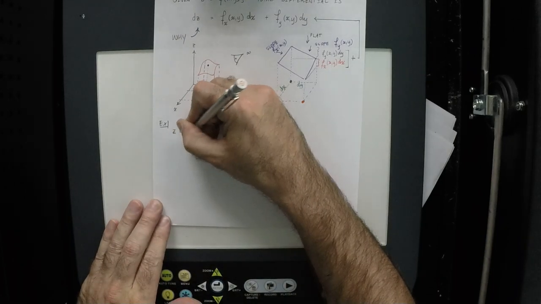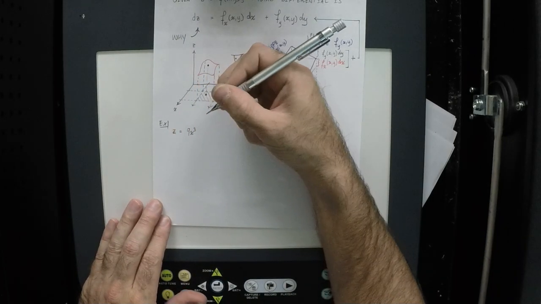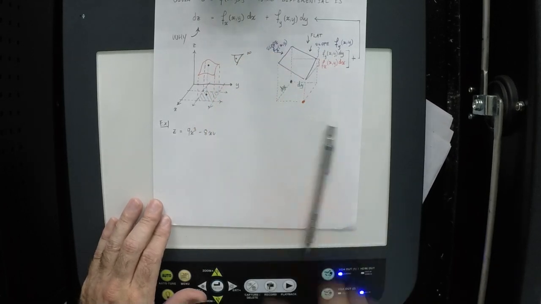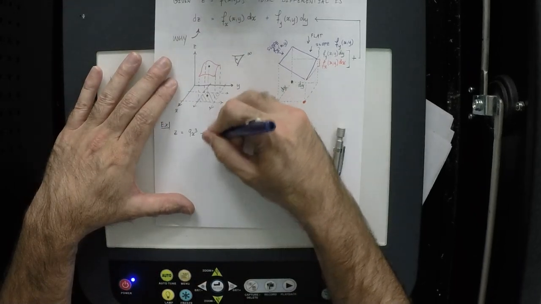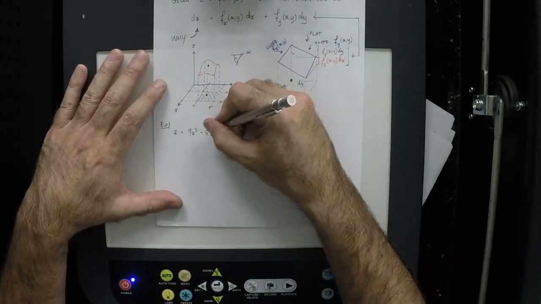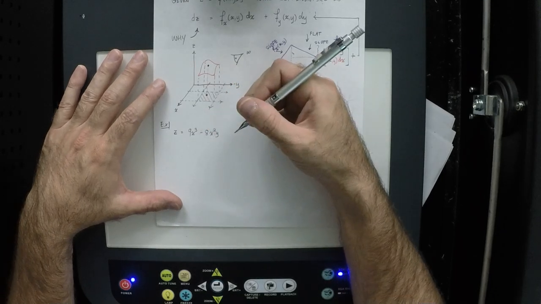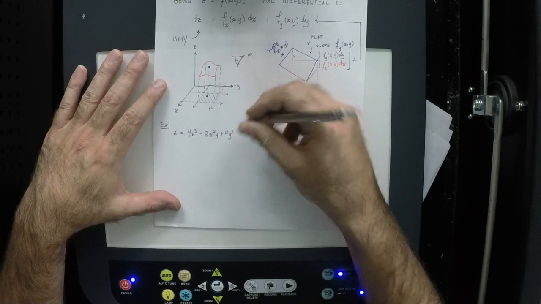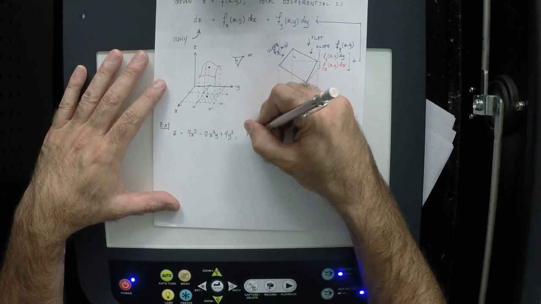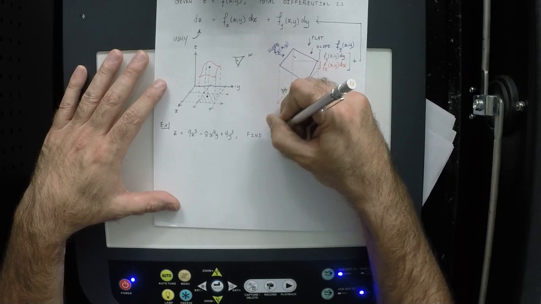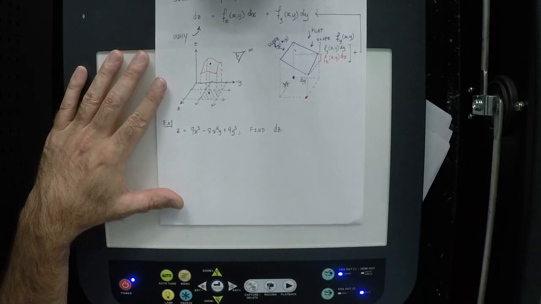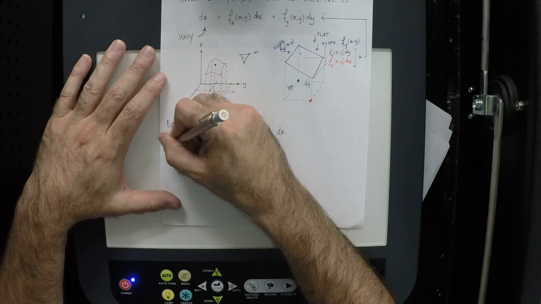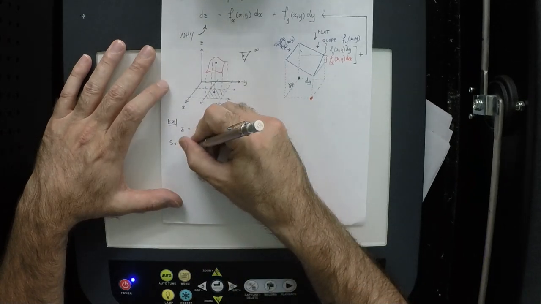So suppose that I give you that z is 9x cubed minus 8x squared y plus 4y cubed. So given this, I want you to find dz. Okay, so dz.